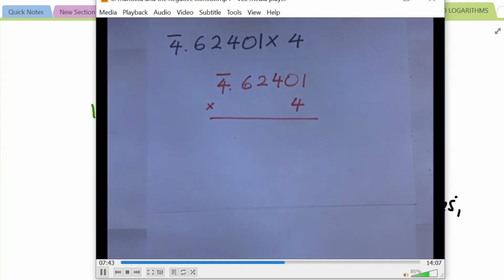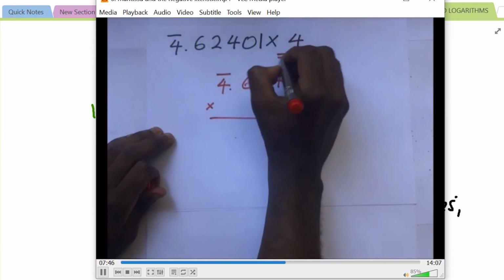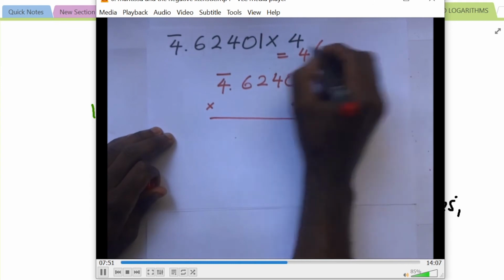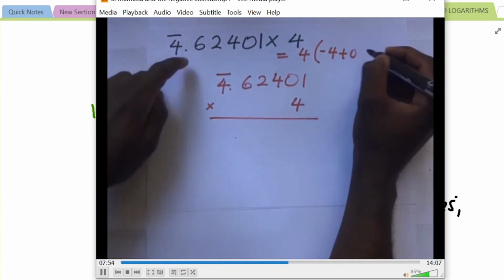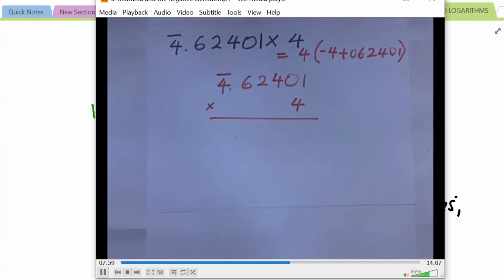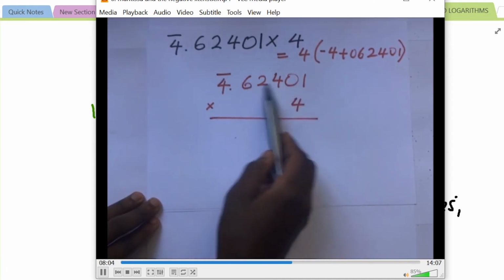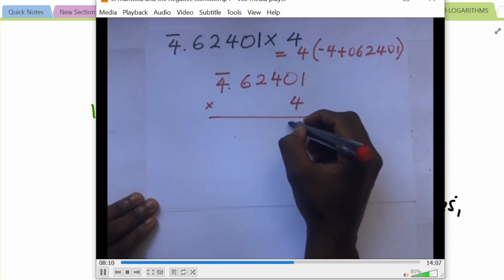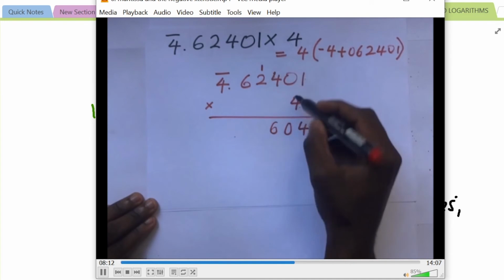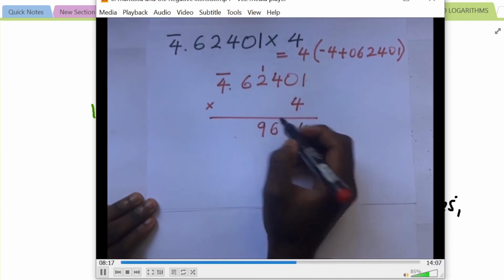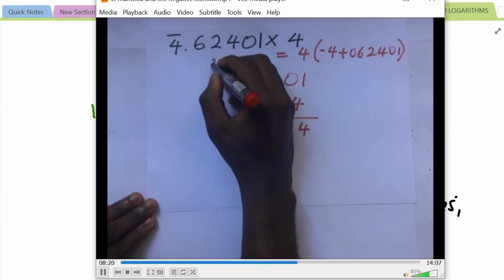Now still, when you're multiplying this, this is the same as saying 4 multiplied by negative 4 plus 0.62401. We are going to multiply the two independently. So this negative only affects this part. This is free of that. It's still positive. So it's 4 times 1 is 4. 4 times 0 is 0. 4 times 4 is 16. So 6 carry 1. 4 times 2 is 8 plus 1 is 9. 4 times 6 is 24. So you write 4, you carry 2.